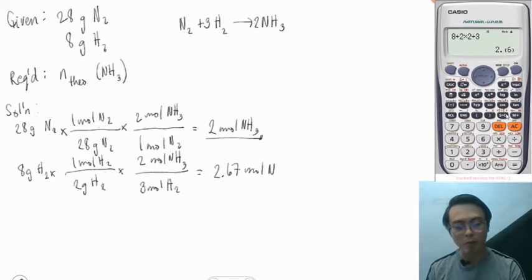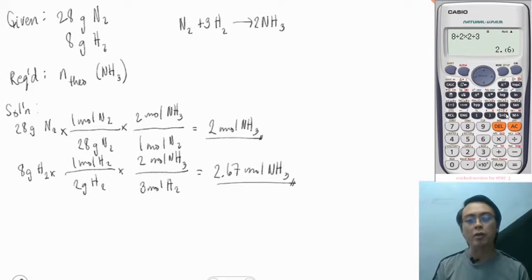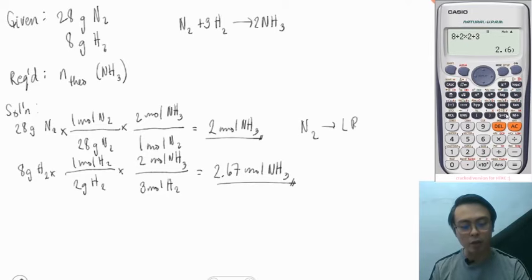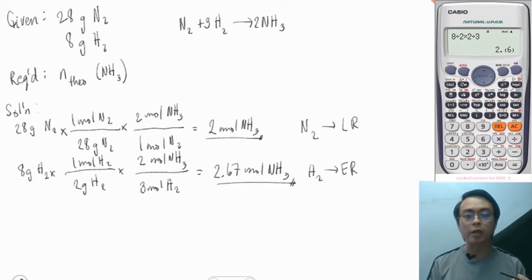moles of ammonia. Now you have to compare the amount of ammonia produced starting from the two reactants. So it's quite obvious that nitrogen here produced the least or the lesser amount of product, which suggests that nitrogen is our limiting reactant and hydrogen is our excess reactant. Again, this is just a review. We are not yet incorporating this into the material balance problem itself.